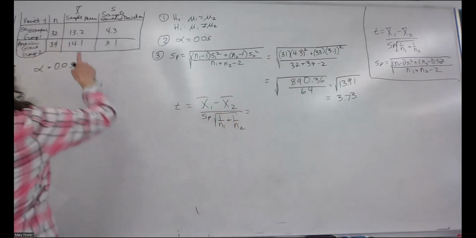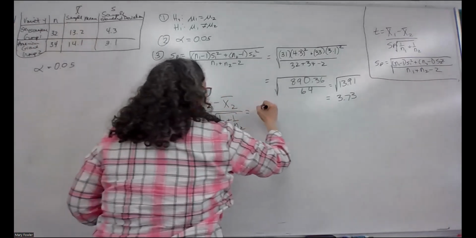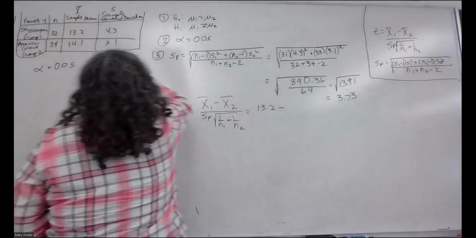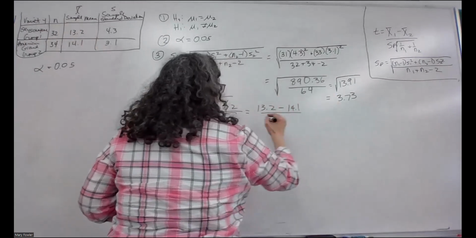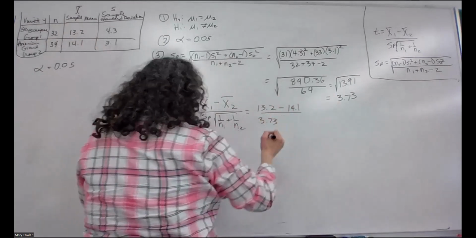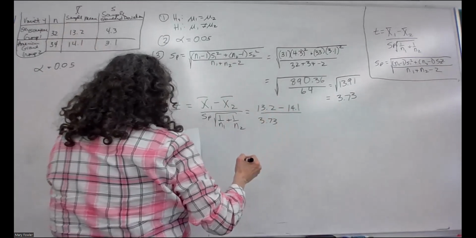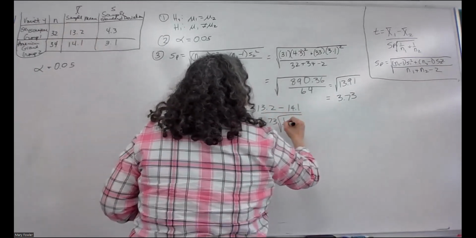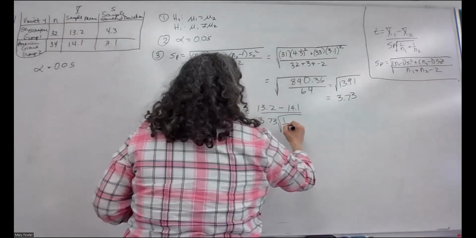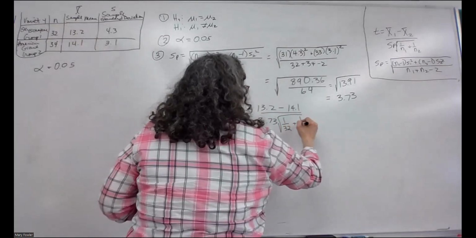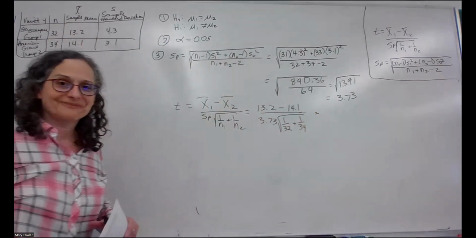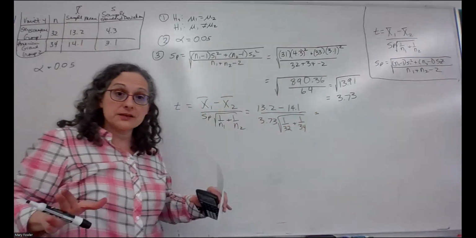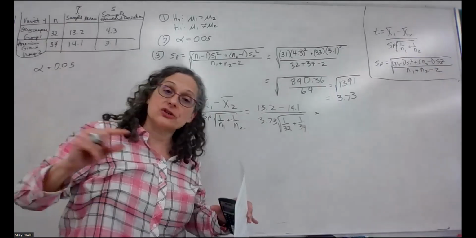Okay, I'm substituting in X bar 1 is 13.2, X bar 2 is 14.1, SP 3.73, 1 over 32 plus 1 over 34. So again, perhaps pause, try to work out the calculations and then come on back.